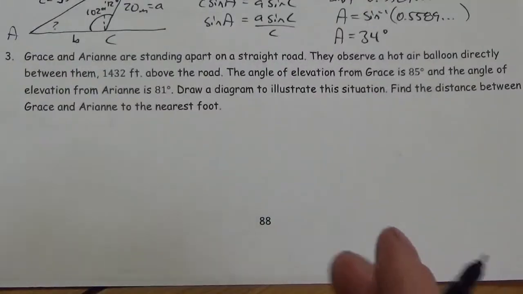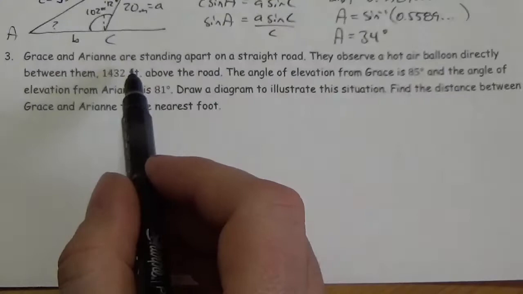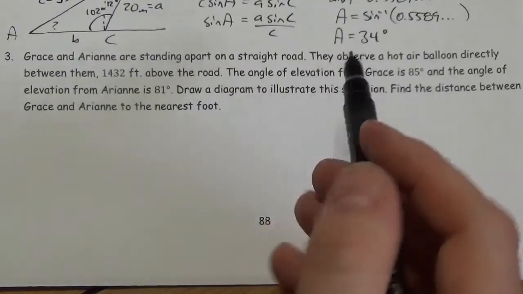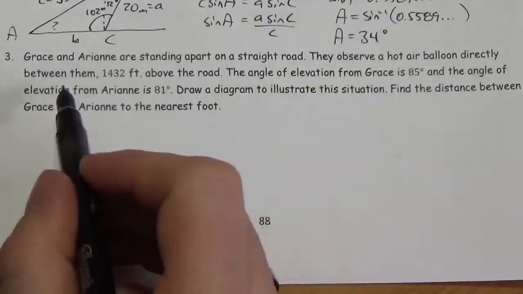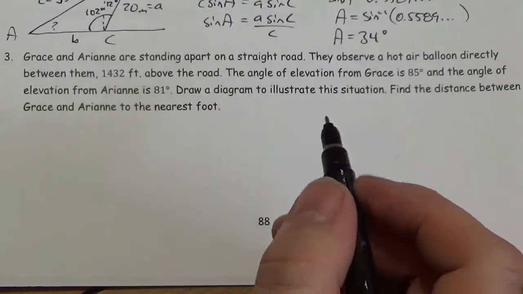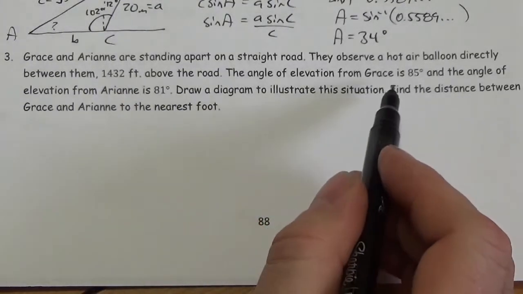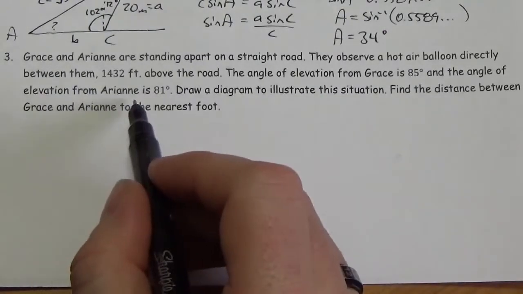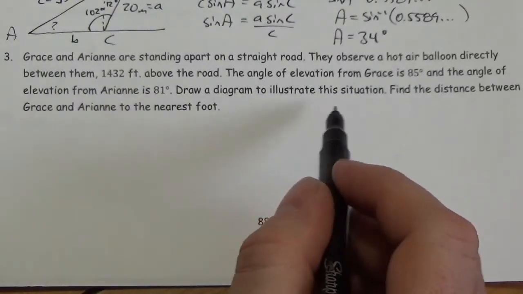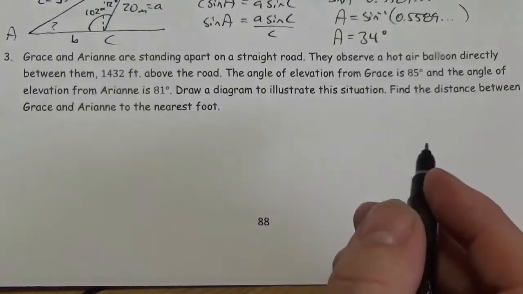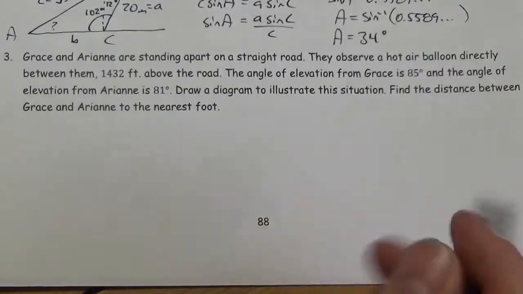Okay, let's take a look at this next one. It says, Grace and Ariane are standing apart on a straight road. They observe a hot air balloon directly between them, 1,432 feet above the ground. The angle of elevation from Grace is 85 degrees. The angle of elevation from Ariane is 81 degrees. Draw the diagram to illustrate the situation and find the distance between Grace and Ariane to the nearest foot.